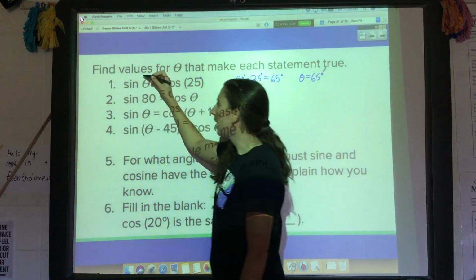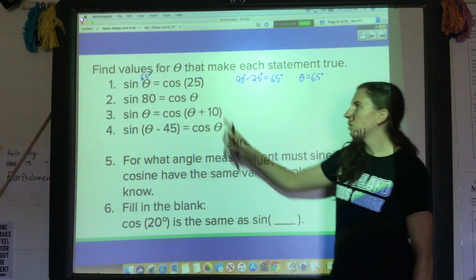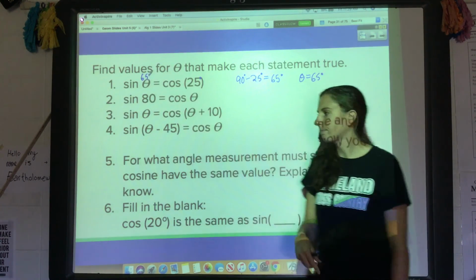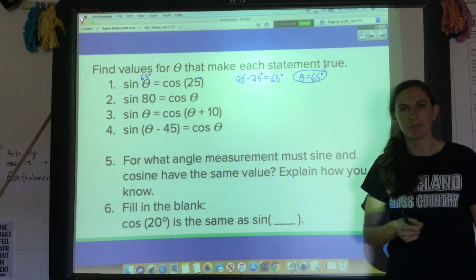Because the sine of 65 degrees and the cosine of 25 degrees, these two angles are complementary. So that's it. That's the answer. I'll let you try the rest of that practice on your own.